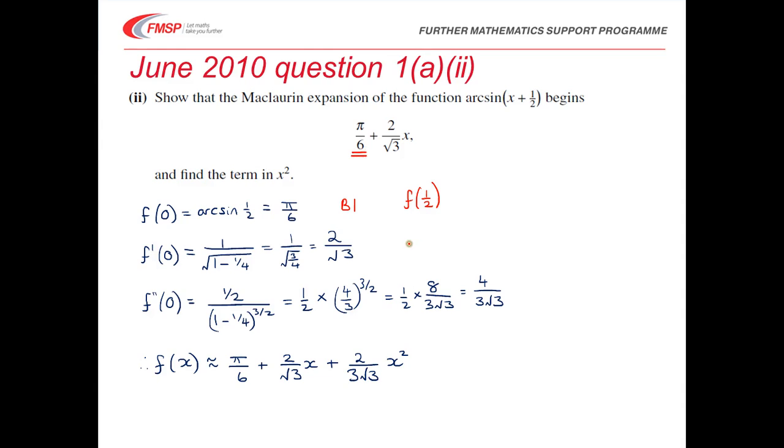Similarly for f dashed of 0, there's a method mark and an accuracy mark, but again there needs to be a clear substitution into your first derivative. For the next mark, you need to get 4 over 3 root 3, and you need to note that you've got to divide that by 2 for the Maclaurin series, and then an accuracy mark for getting the final series correct.